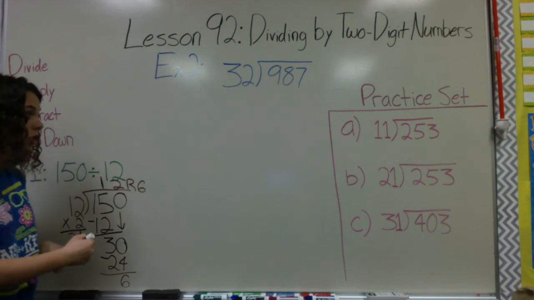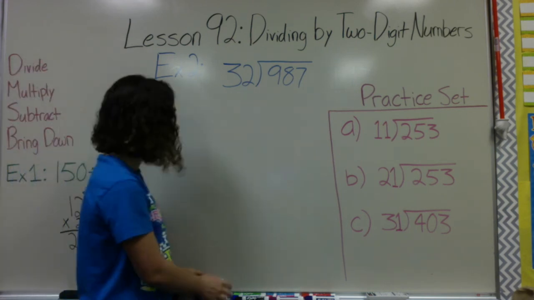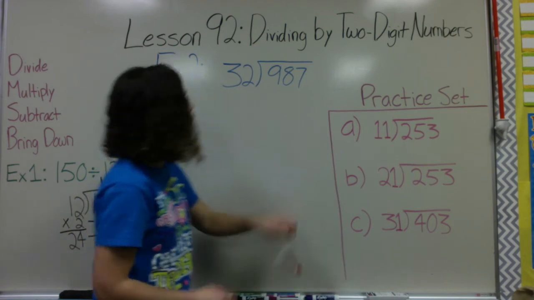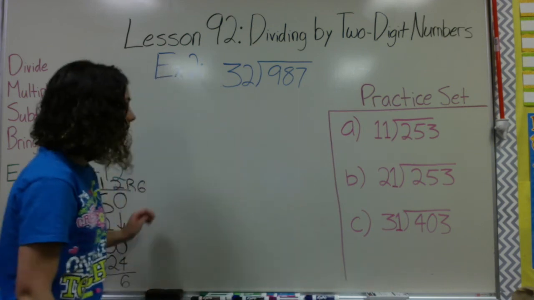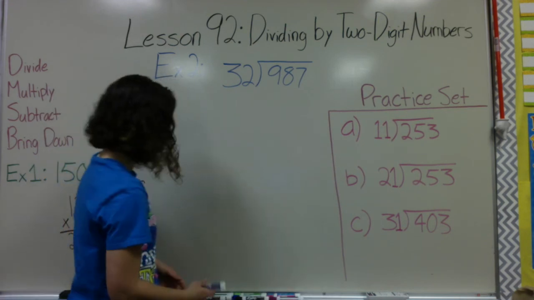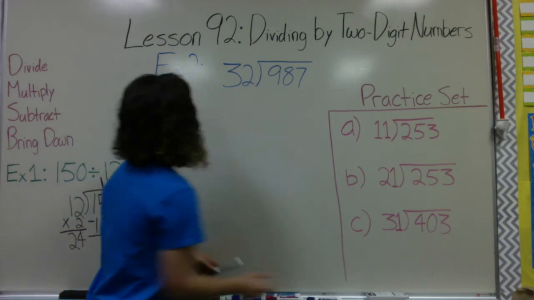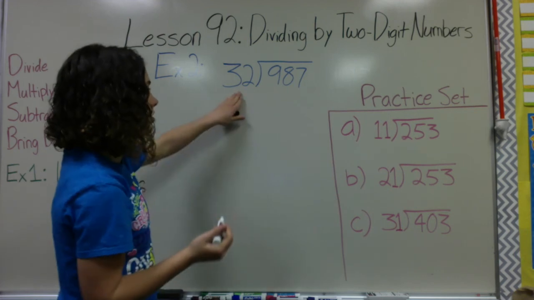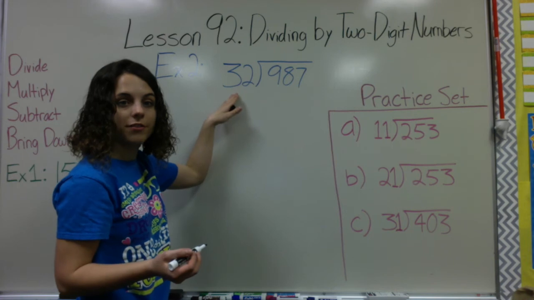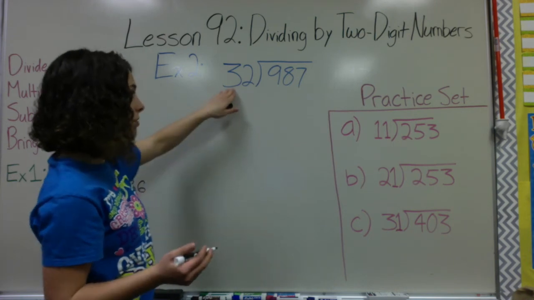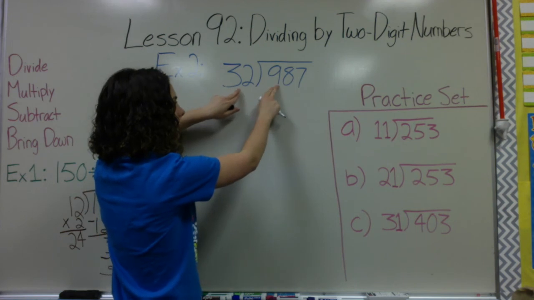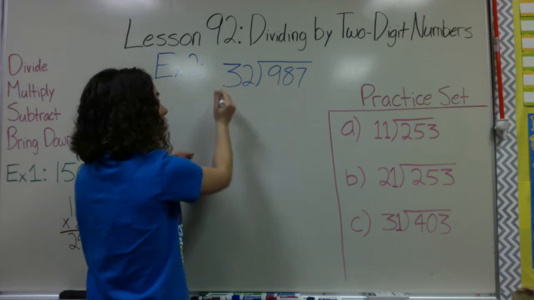Now for example 2, we're looking at a slightly larger number. I have 987 divided by 32. Let's see, we'll use the black marker here. I'm going to say, how many times can 32 go into 98? Again, I don't know my multiples of 32 off the top of my head. However, I have a 3 and a 9 as my first digits that I'm looking at. And I know 3 can go into 9 three times. So I'm going to just try off to the side.